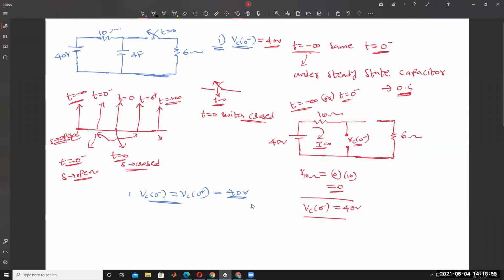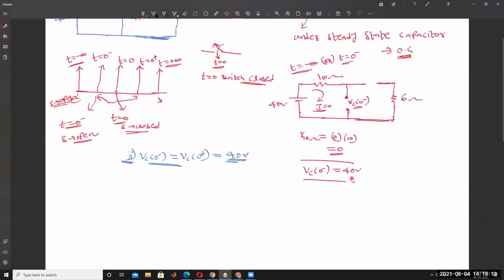This is the second. VC of 0 minus is equal to VC of 0 plus. That's why here it is 40 volts, and definitely equal to VC of 0 plus. That is 40 volts capacitor voltage. So that means at t is equal to 0 plus, at the instant of switching action, just after the instant of switching action.